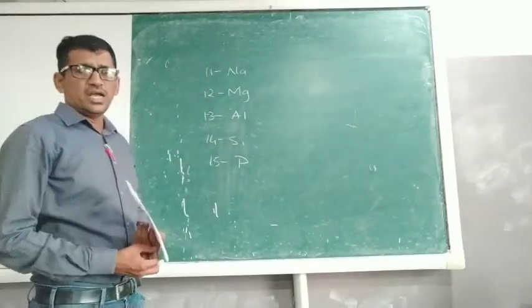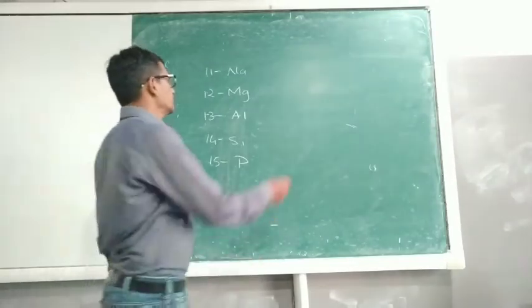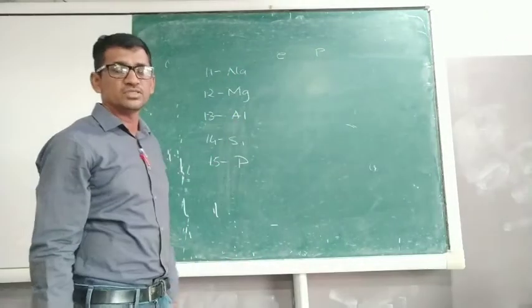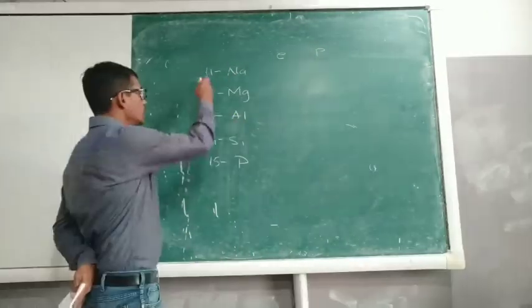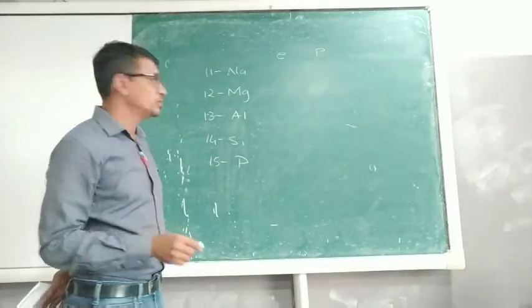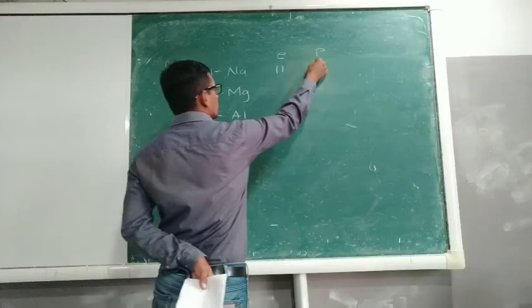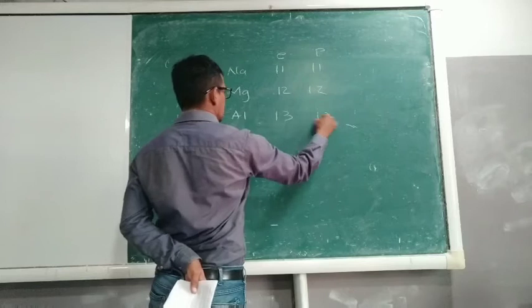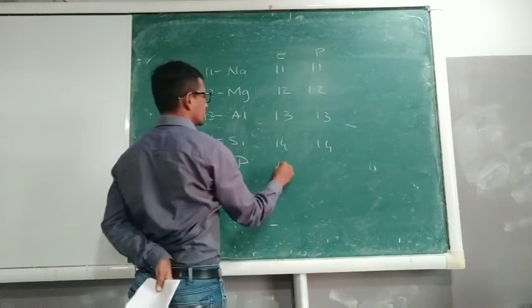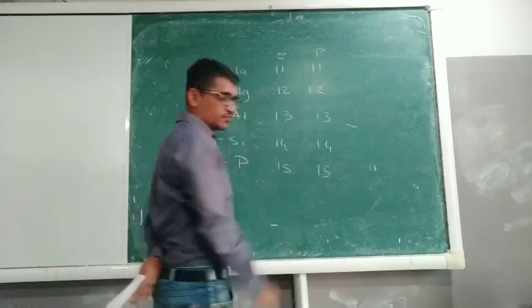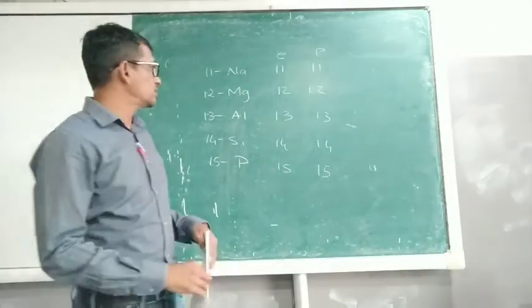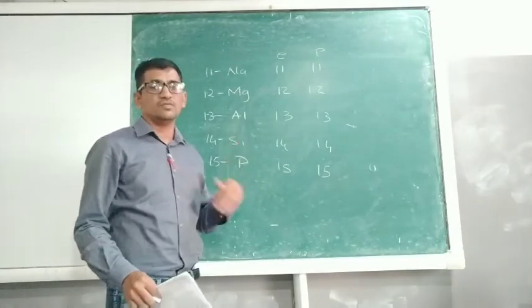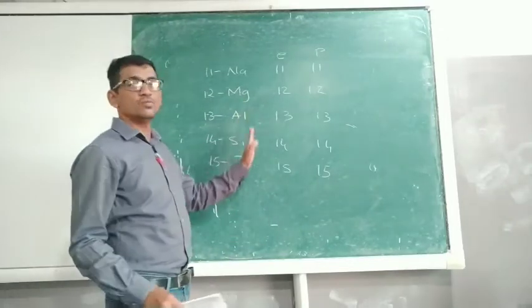This electron, proton and neutron you have to find. First we write the electron and then we write the proton. Electrons in a neutral atom are the same as protons. Whatever number is given, that many electrons or protons are there. So here electron is 11, proton also 11, then 12 and 12, 13 then 13, 14 then 14, 15 then 15. If an atom is converted to a positive ion, then the electrons will be less. And if an atom is converted to a negative ion, electrons will be more.